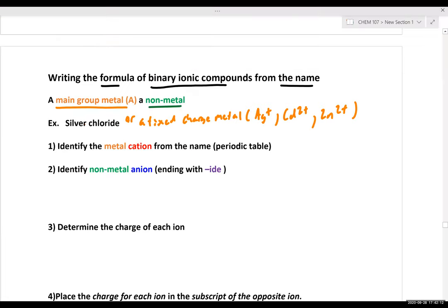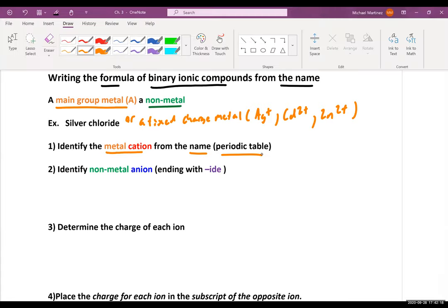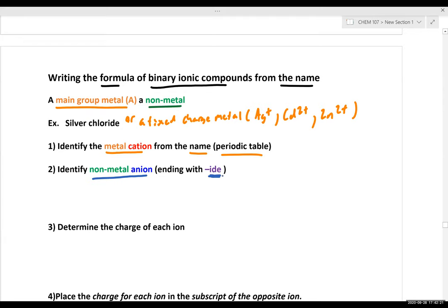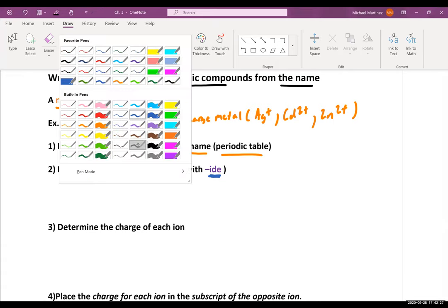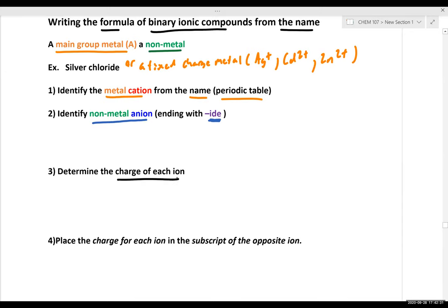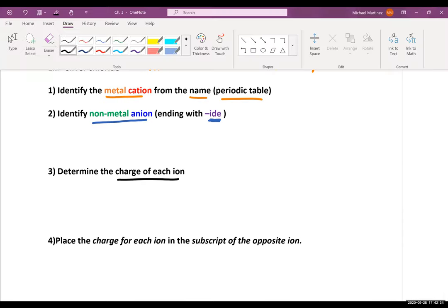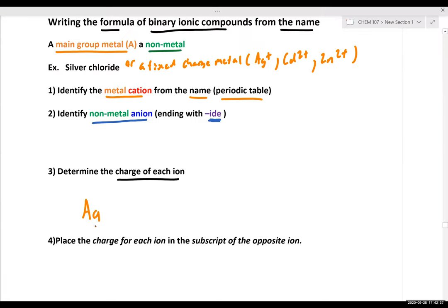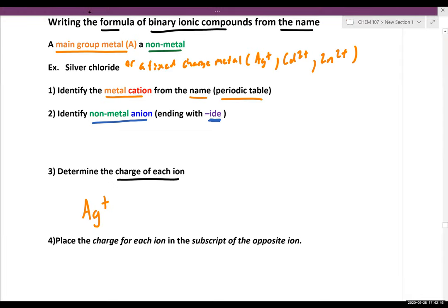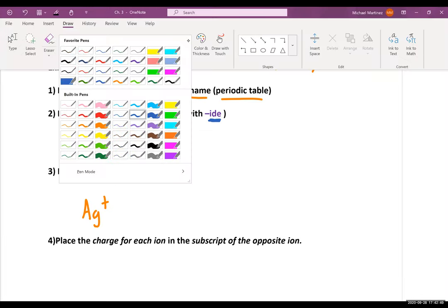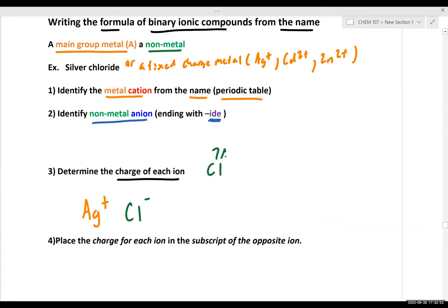So first, we identify the metal cation from the name in the periodic table. You then identify the non-metal anion. This is the anion with the ending in -ide. And then using the periodic table, you're going to determine the charge of each ion. So for example, if we're looking at silver chloride, we know silver has a charge of +1 and chlorine has a charge of -1. Remember, because chlorine is a 7A element, 7 minus 8 is -1.